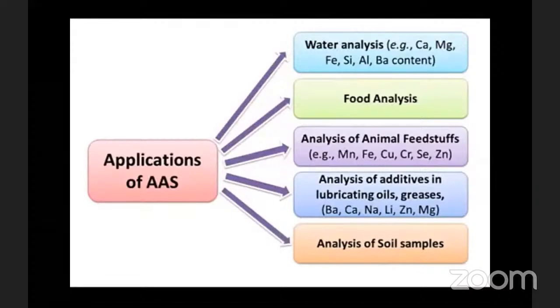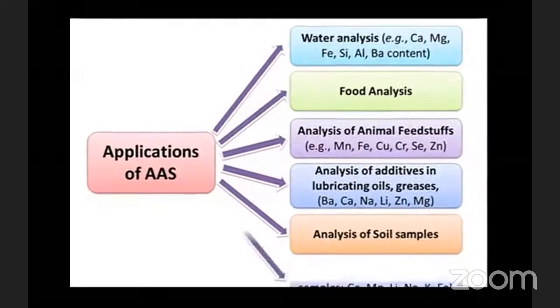One more application which is very much important, that is analysis of soil samples. Analysis of soil samples is very much important from the farmers' point of view, because what type of crops are to be cultivated in the farm is decided on the basis of these soil sample analysis results. That is, what type of metals or what type of nutrients are present in the soil can be analyzed with the help of atomic absorption spectroscopy.